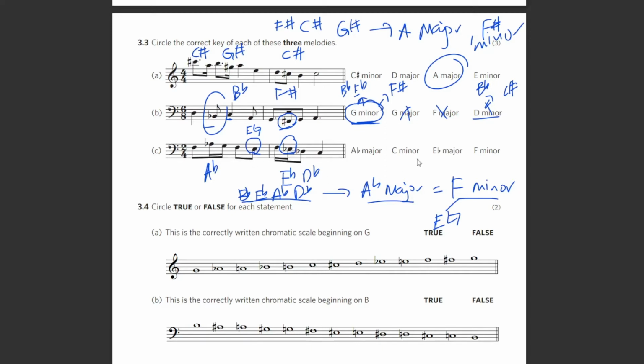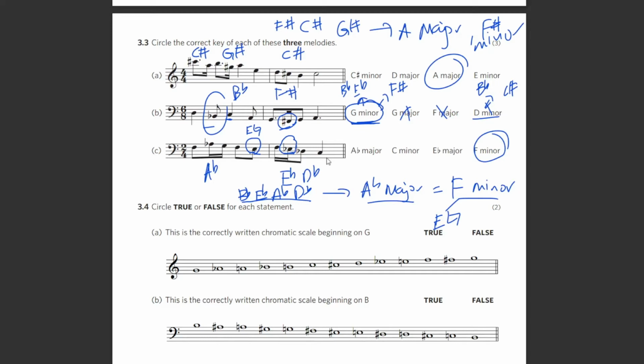So it is more likely to be F minor because of this E natural here, or this E without a flat. Because if it's A flat major, this should be a flat all the time. Only in minor can you have a natural. You can sharpen the seventh note, that means a flat becomes a natural. Okay, so this is the answer for 3.3C.